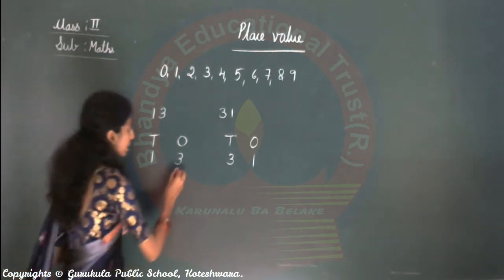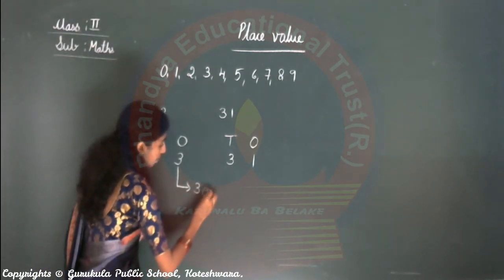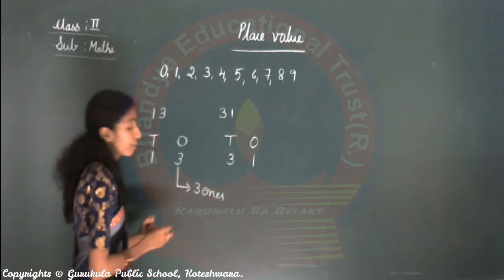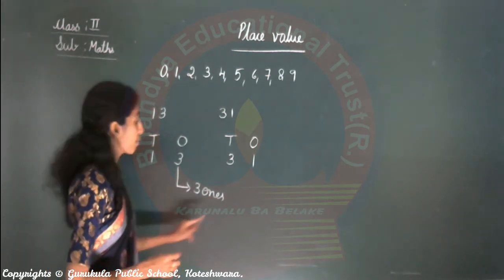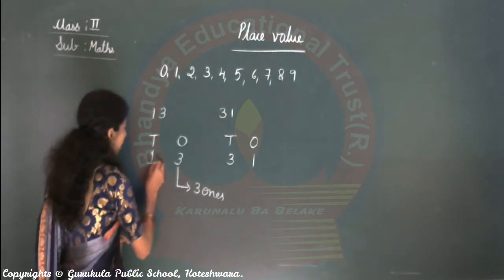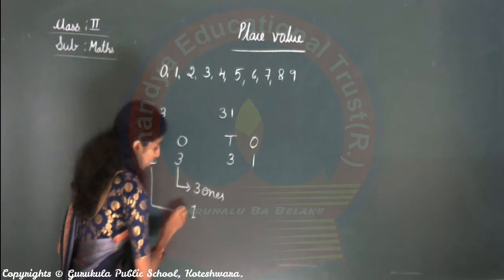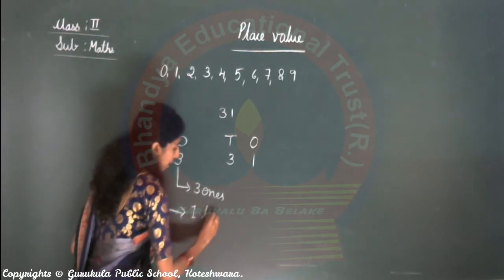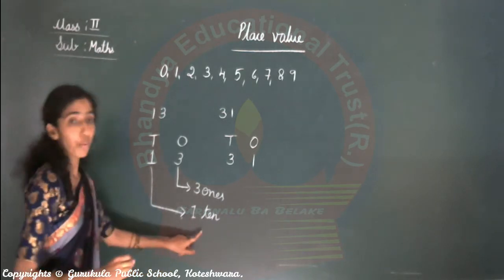How to write this? We can write this as 3 ones. How to write the place value of 3? 3 ones. And how can we write this 1? 1 ten. This is 3 ones and this is 1 ten.